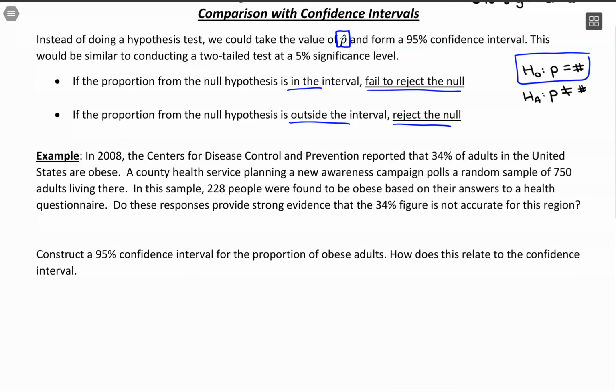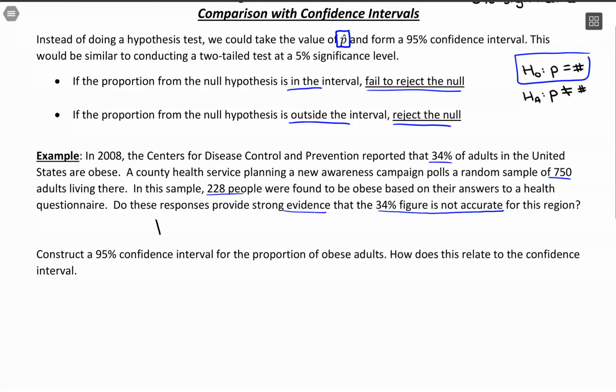In 2008, the Centers for Disease Control and Prevention reported that 34% of adults in the United States are obese. A county health service planning a new awareness campaign polls a random sample of 750 adults living there. In this sample, 228 people were found to be obese based on their answers to a health questionnaire. Do these responses provide strong evidence that the 34% figure is not accurate?